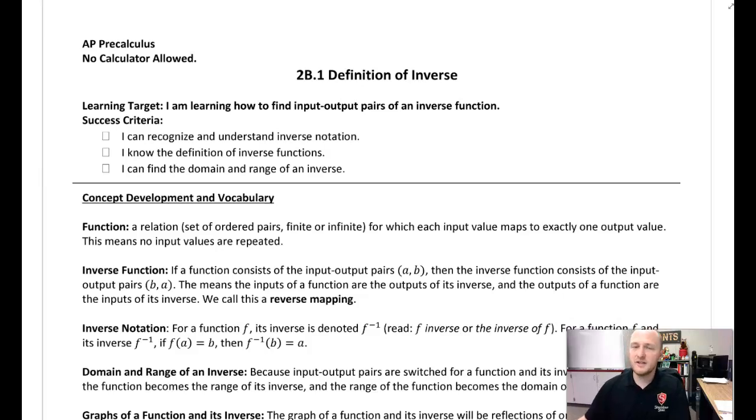Hello, welcome to this video on definition of inverse. This is the start of lesson 2B, where we're going to transition from exponential functions to its inverse. So we're going to discuss what an inverse is and how to find input-output pairs of inverse functions. You'll be successful in this lesson if you can recognize and understand inverse notation, if you know the definition of inverse notations and functions, and you can find the domain and range of an inverse.